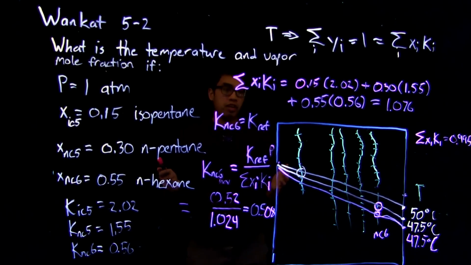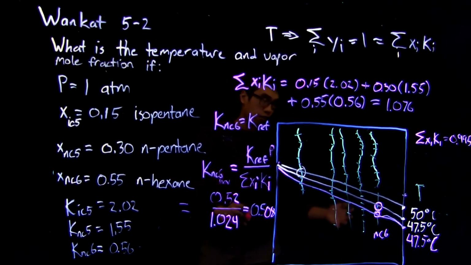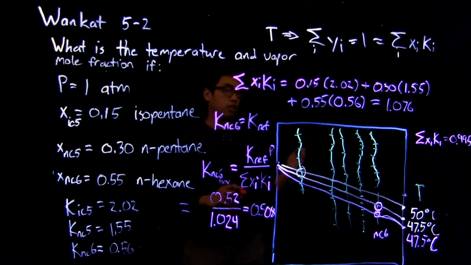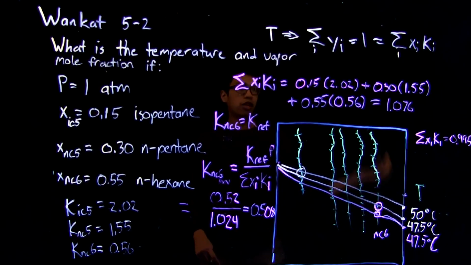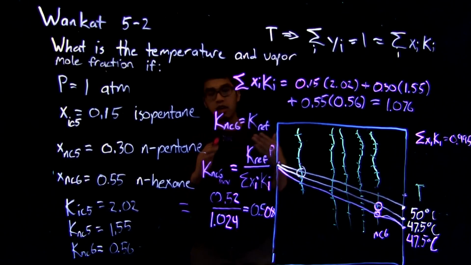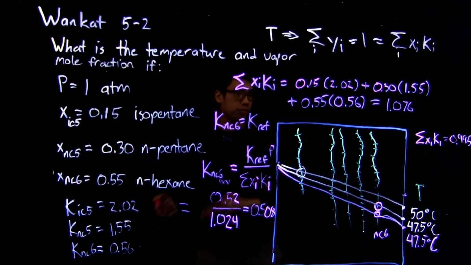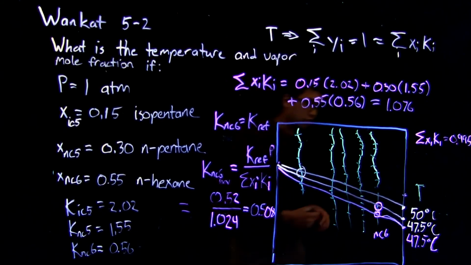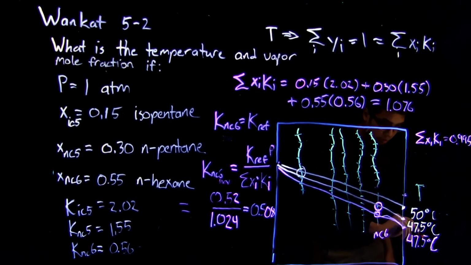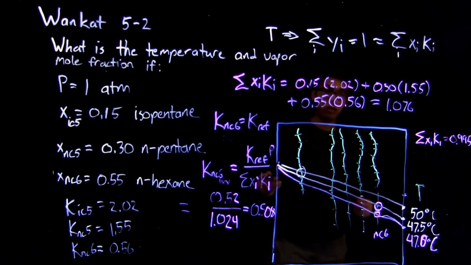So in summary, this is how we did it. We found the initial K values using the Priester chart from an initial temperature guess. We then iterated this temperature guess using our convergence function, and we iterated until we reached the correct temperature of 47.0 degrees Celsius.